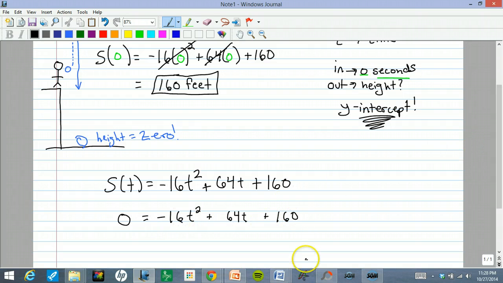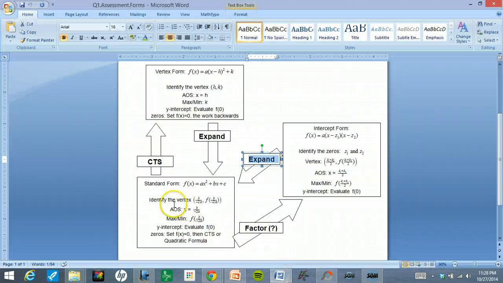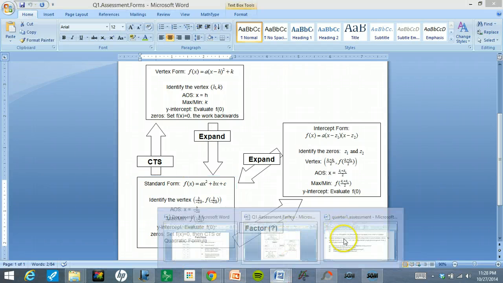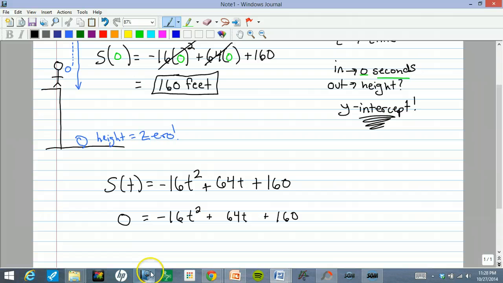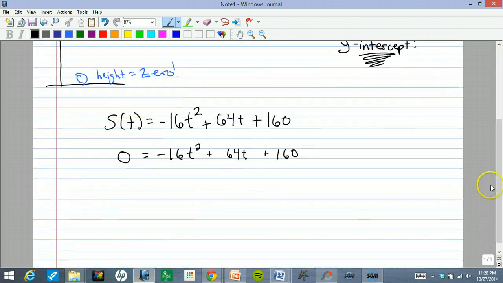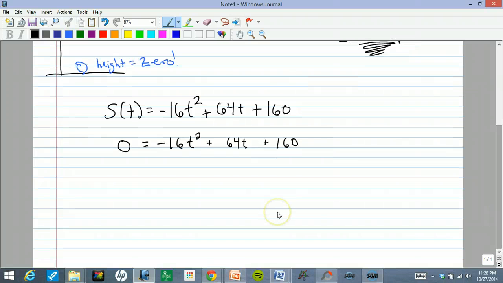And how do we find this? Oh, back to this trusty review sheet. We have standard form. We're looking for zeros. We can either complete the square or use the quadratic formula. I don't know about you, but I'm going to choose the quadratic formula. So if you want to complete the square, go right ahead.